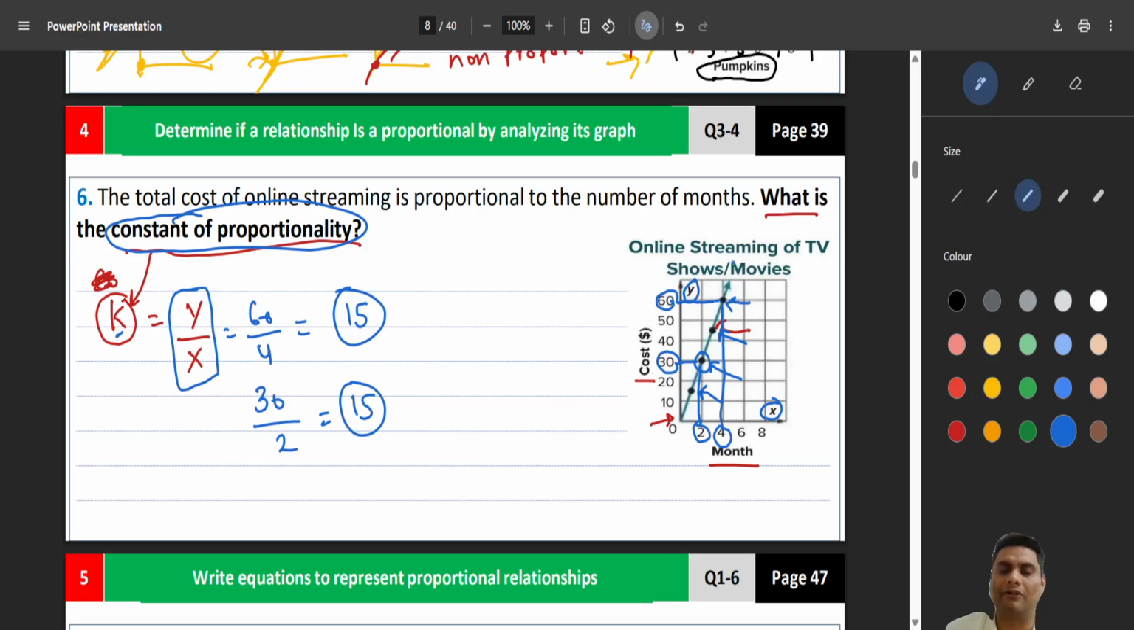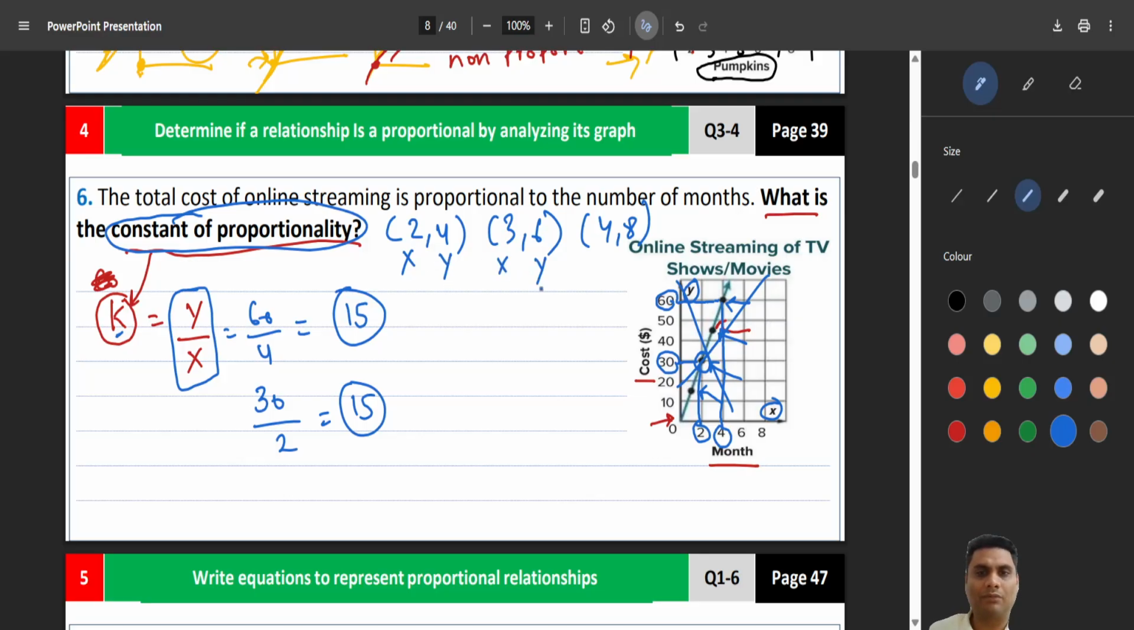And how will you get the y over x? From the graph. In some questions he will not give you the graph, okay? He will simply give you some points like 2, 4, okay, 3, 6, okay, and let's say 4, 8. He will give you some points and now he will say find the constant of proportionality. In that case, remember, the first number is always the x, the second number is always y. So to find k, which is y over x, I will take the y and x from here. What is the y here? 4. What is the x here? 2. So 4 divided by 2, 2. So the k will be 2.